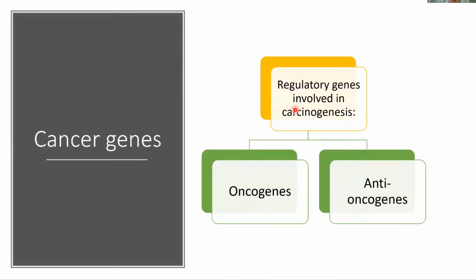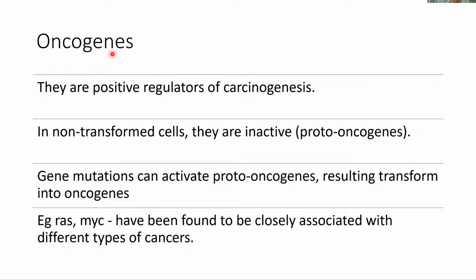These are the two cancer genes you need to know: oncogenes and anti-oncogenes, also known as tumor suppressor genes. An oncogene is a positive regulator of carcinogenesis. In non-transformed cells they are inactive, and we call them proto-oncogenes. Gene mutation can activate these proto-oncogenes, transforming them into oncogenes. For example, the oncogene RAS occurs in Burkitt lymphoma, and they can be closely related to different types of cancer.